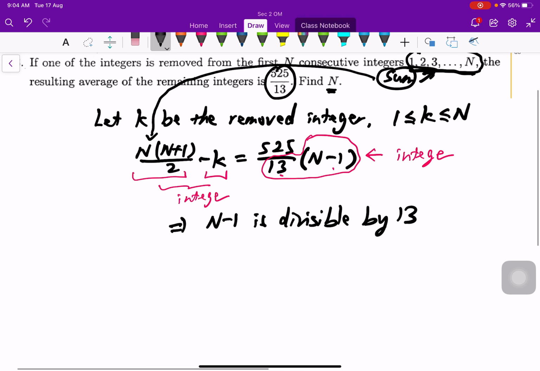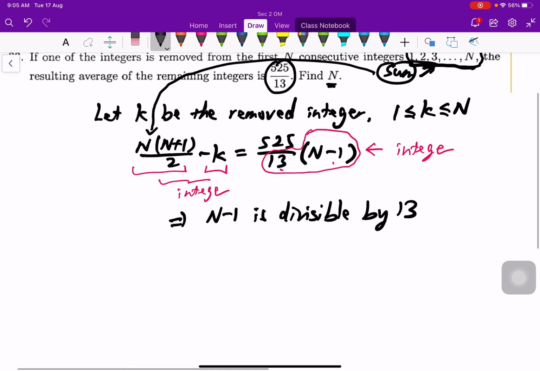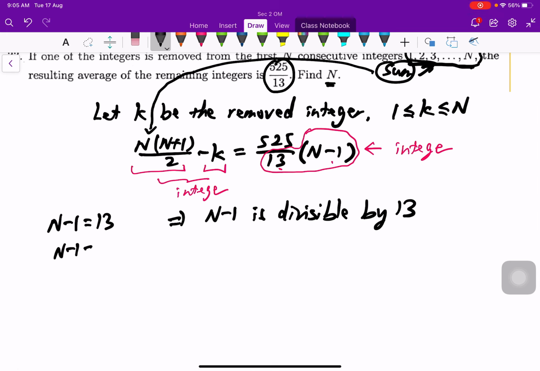Maybe, if n minus 1 is divisible by 13, I can say that this is equal to 13. But I think this is a bit too small, right? Impossible. Therefore, we check n minus 1 equal to 26, because 26 is a multiple of 13. Can you see that? n minus 1 equal to 26.